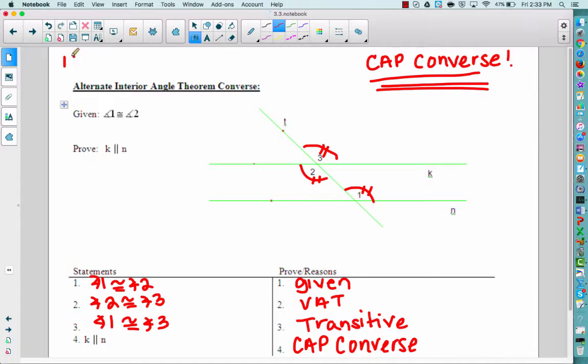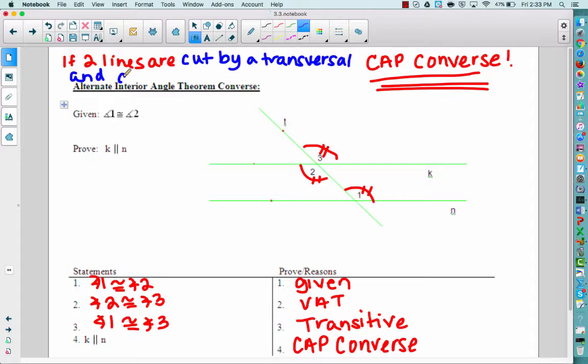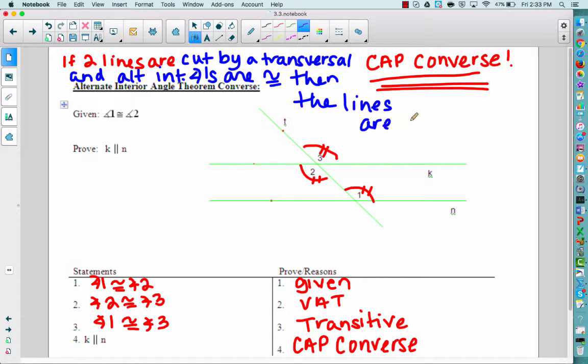Now we just used the CAP converse to prove the alternate interior angle theorem converse, which says if two lines are cut by a transversal and alternate interior angles are congruent, then the lines are parallel. I'm singing now. Can't help myself. Get excited about math.